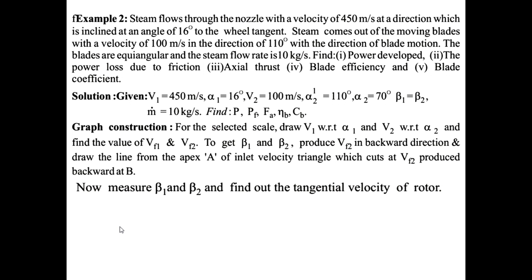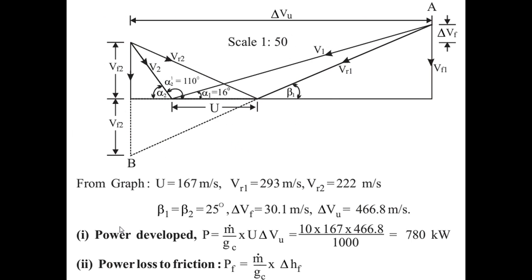Now in the entire problem, it's very interesting that U is not given. Beta 1 and beta 2 they said are equal, but beta 1 and beta 2 are also not given. Now, how to start? It's a very interesting problem, very challenging also. Once you solve this, you will feel the sweetness of this problem.